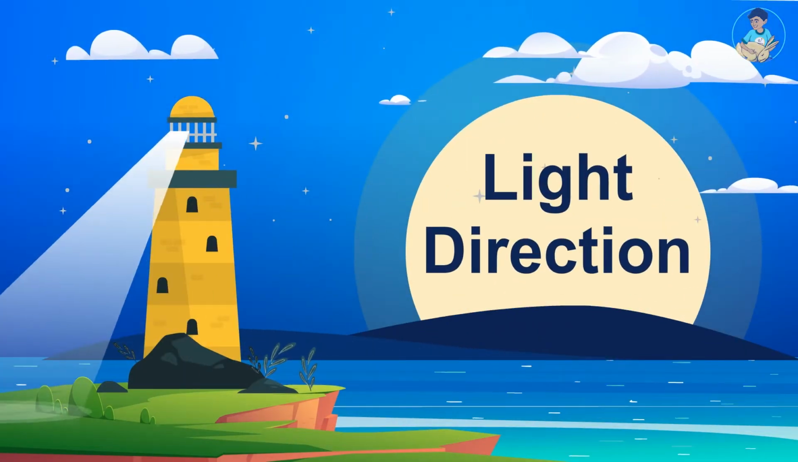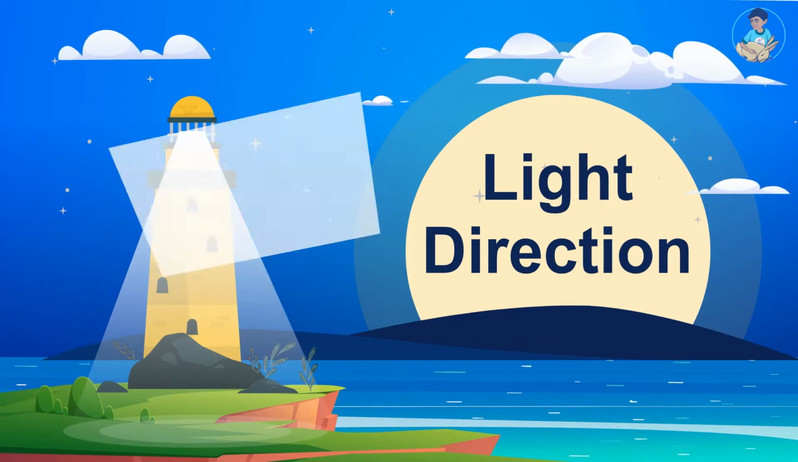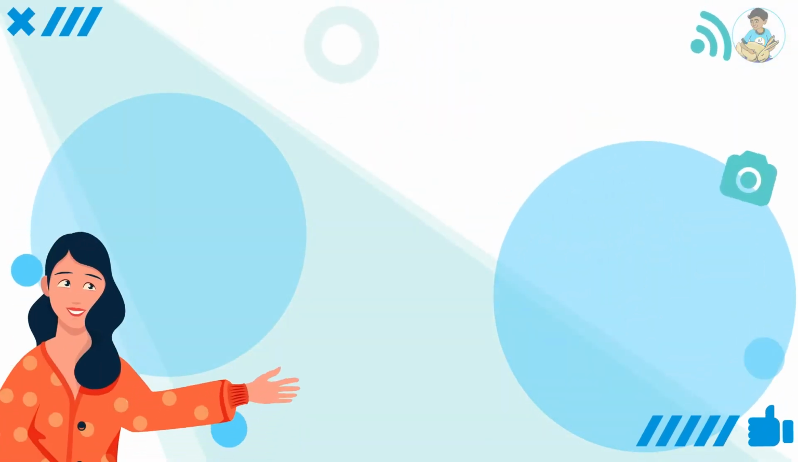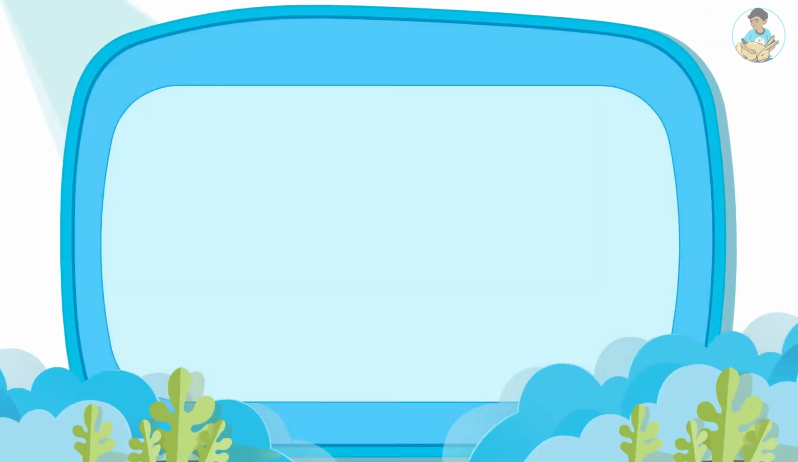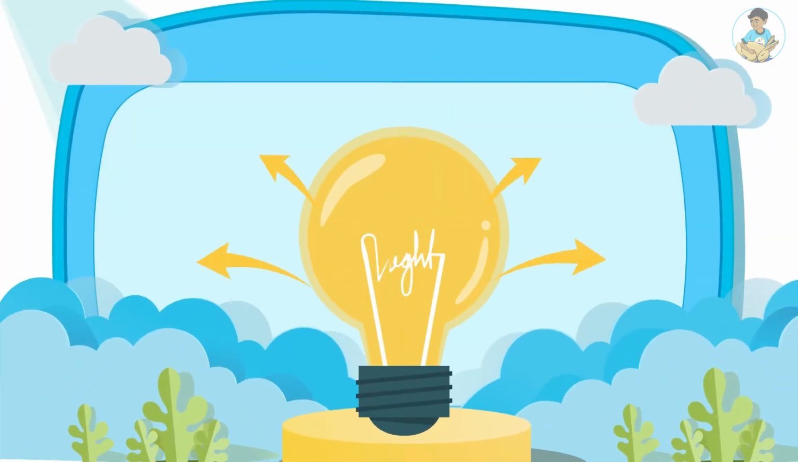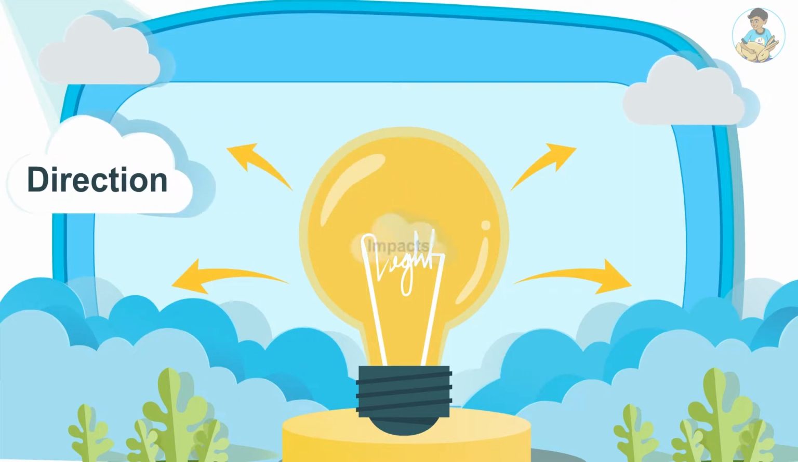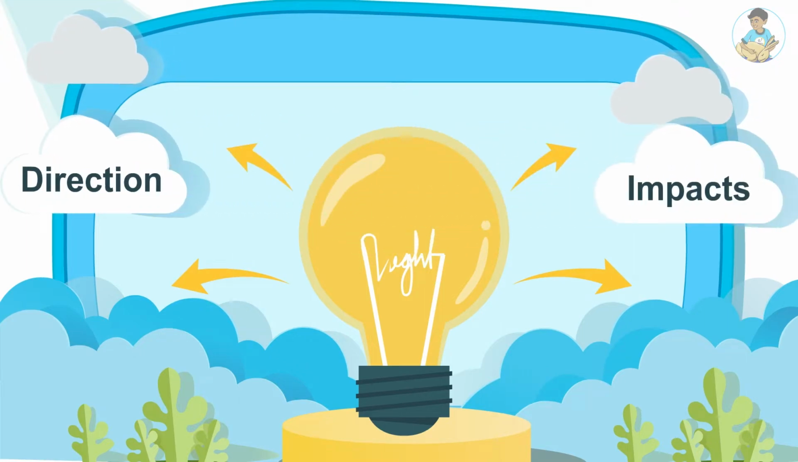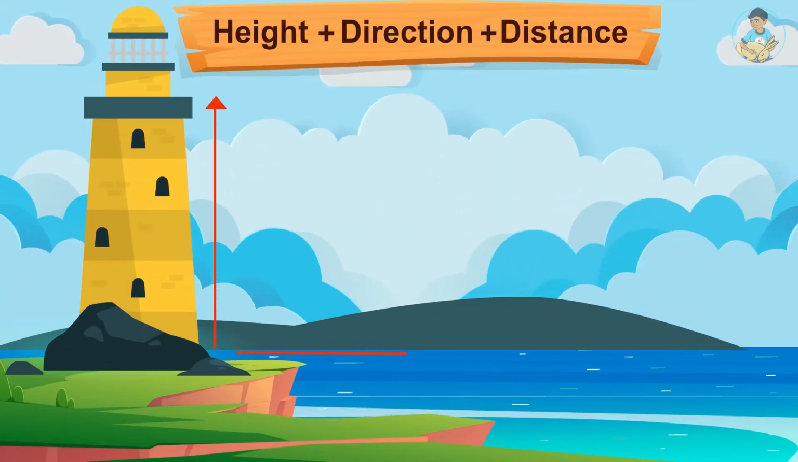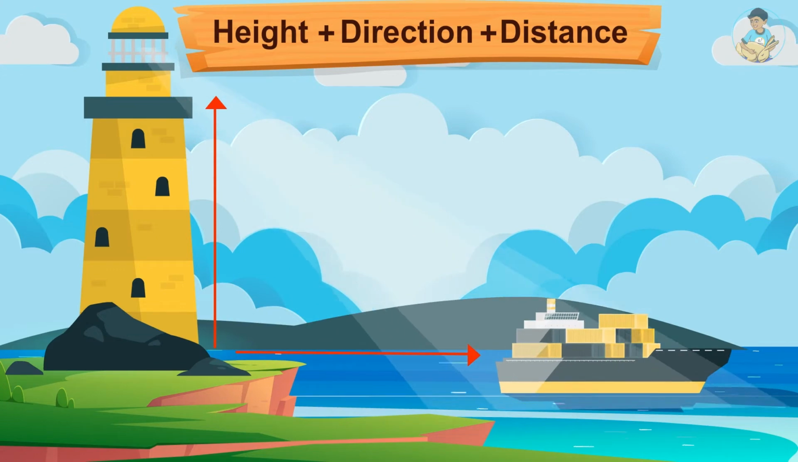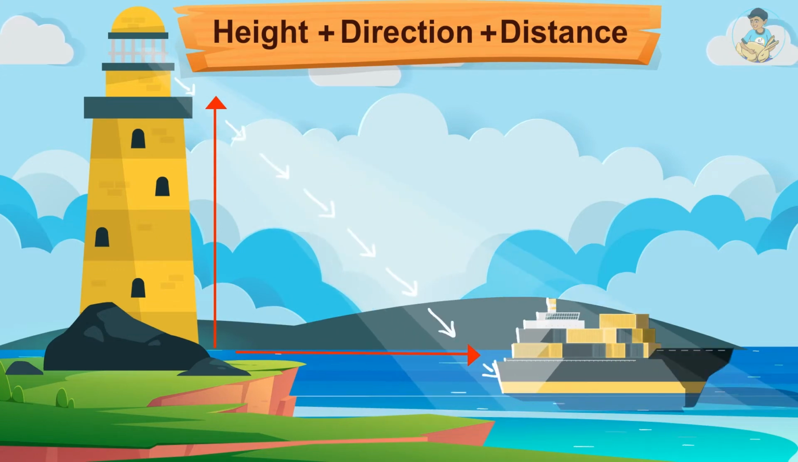Light direction. Along with the light source that is natural and artificial light that we learned in the earlier video, it is also important to understand the direction of the light source and how it impacts your photography subject. The height, direction, as well as the distance from where the light reaches your subject can influence the way the subject is either illuminated or cast into shadow.